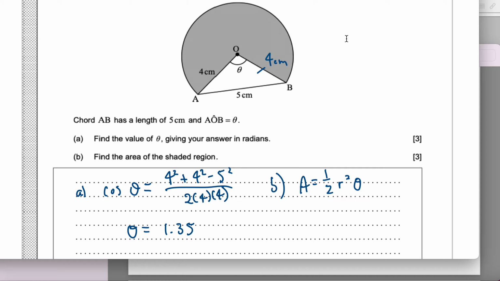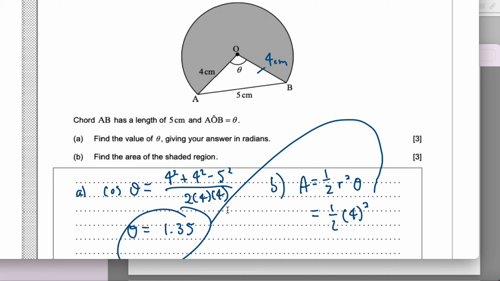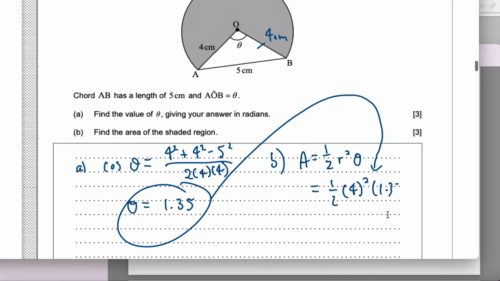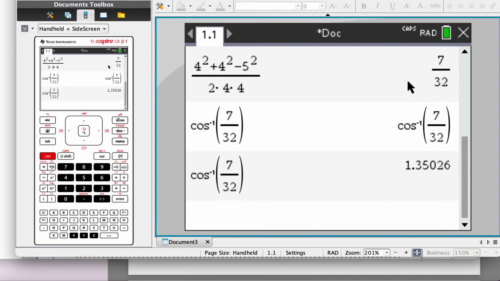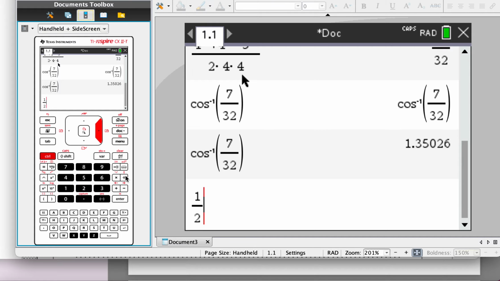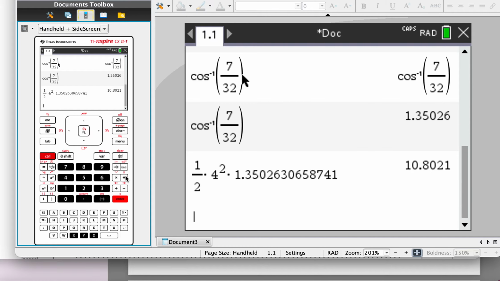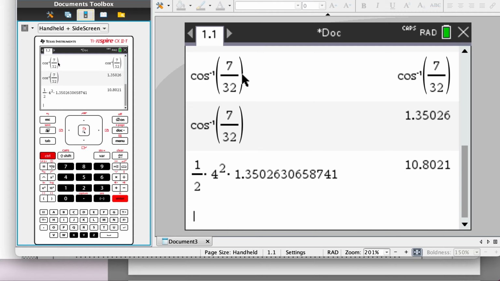Okay, and r is 4, the radius. Theta is from this previous question, 1.35. Okay, so I'm just going to substitute that in there. Okay, you want to substitute in the exact value, not 1.35. Okay, so we'll just use our calculators to help out with that. Okay, so we are looking for 1/2 times r, which is 4 squared, times, let's use this value, and that's 10.8. Okay, so in this case, that is 10.8 centimeters squared.